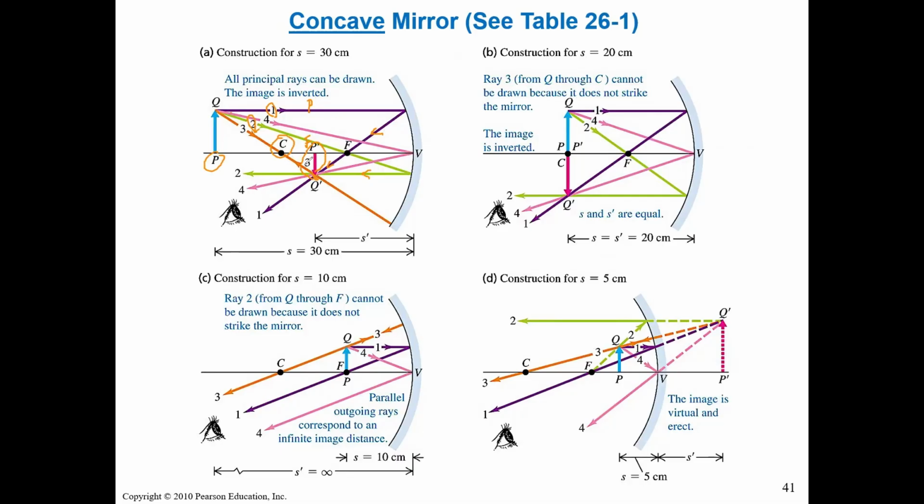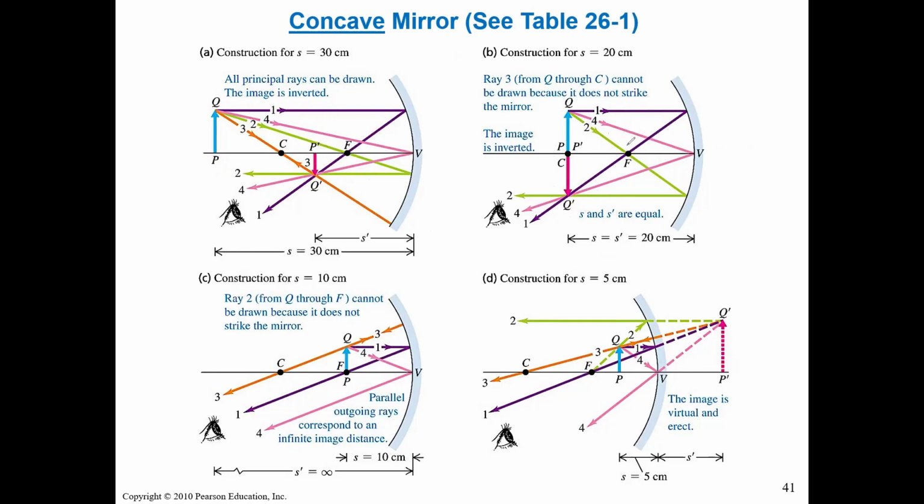So if you put your object outside C, your image is going to be between C and F. The image is inverted. It's a real image, but it's reduced in size. Okay. Now, if you put your object exactly at point C, again, you can do ray tracing with the P ray and the F ray, and you see that your image is exactly at the point C, and it's exactly the same size. It's a real image, but it's upside down.